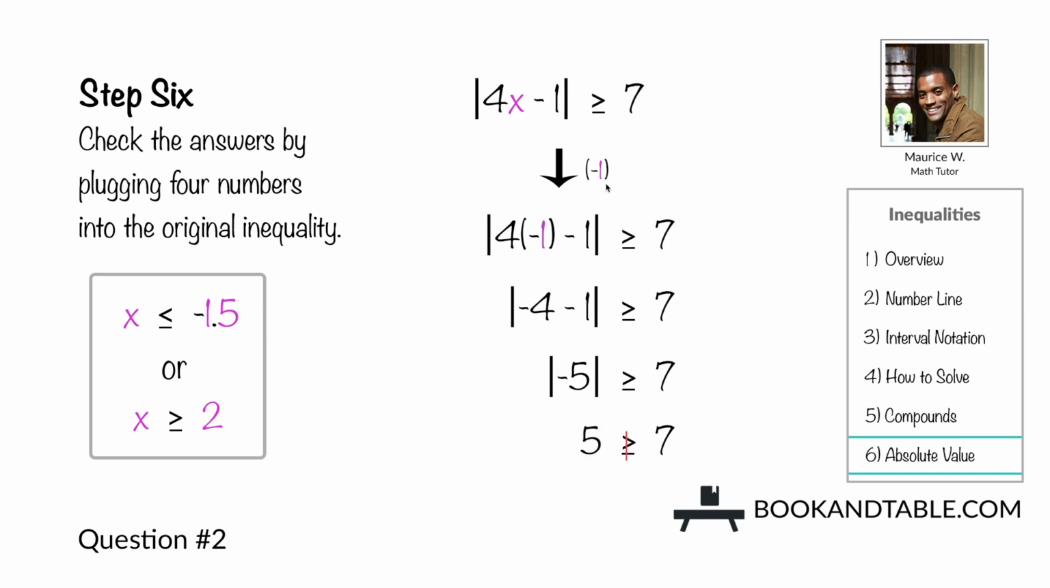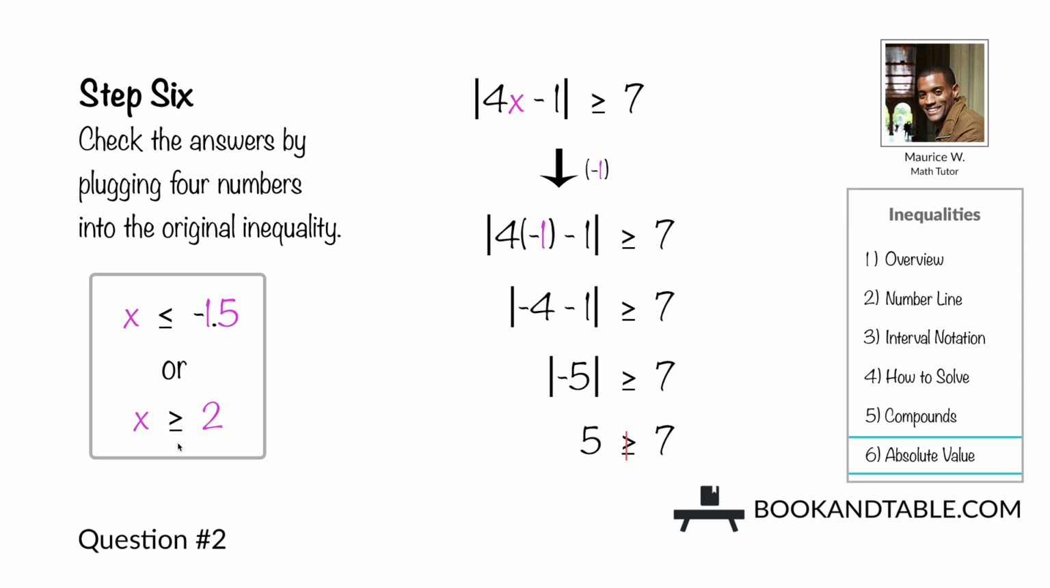We then plug in negative 1, since that should not work. 4 times negative 1 is negative 4. Negative 4 minus 1 is negative 5. And the absolute value of negative 5 is 5, giving us the false statement, 5 is greater than or equal to 7. So by plugging in negative 1.5 and negative 1, we see that this interval is true.